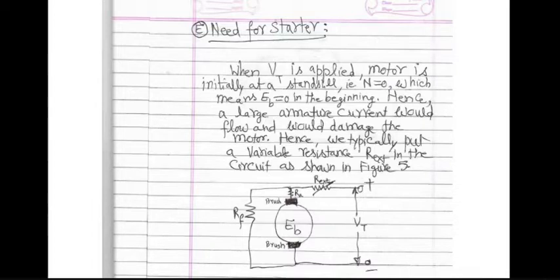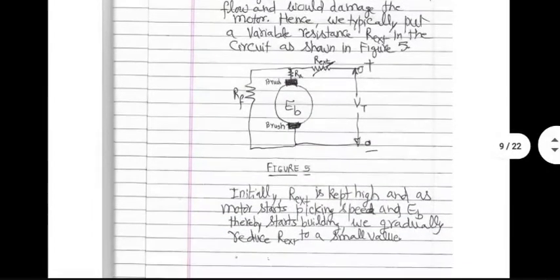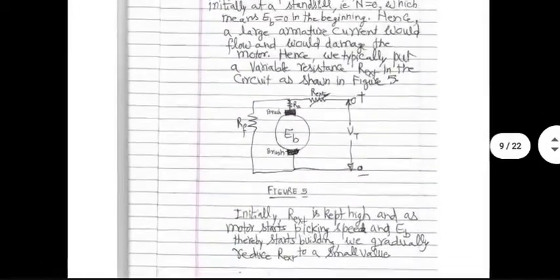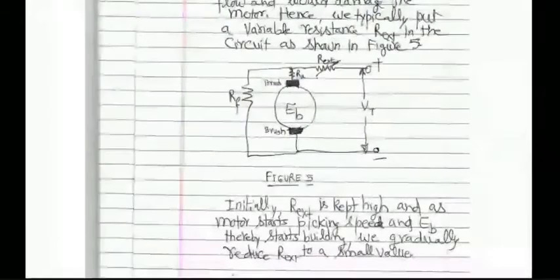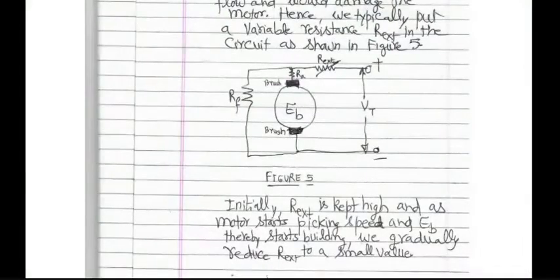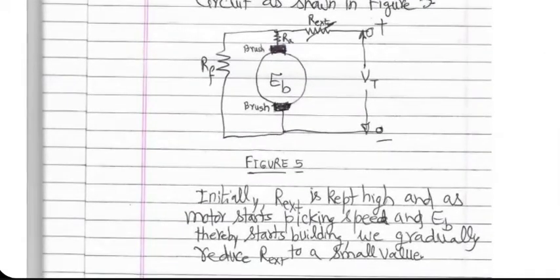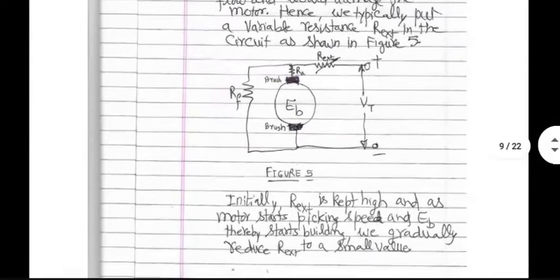We'll come back to starters later when we do some numerical problems, but I thought the concept should be explained right now. Initially, our external resistance is kept high, and as the motor starts picking speed and Eb starts building, we gradually reduce our external resistance to a small value. Yeah, I said that already.